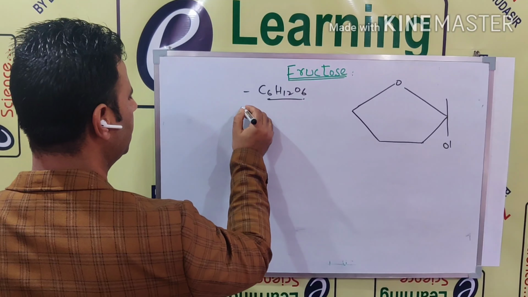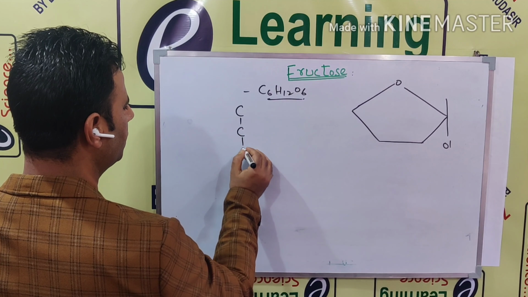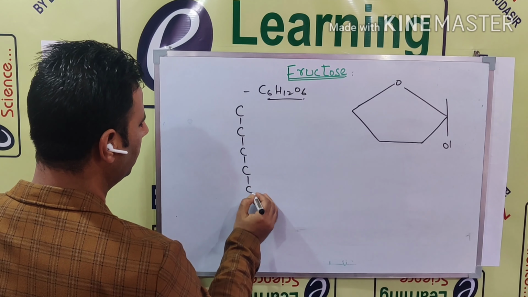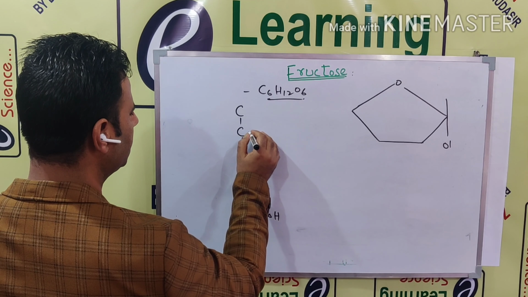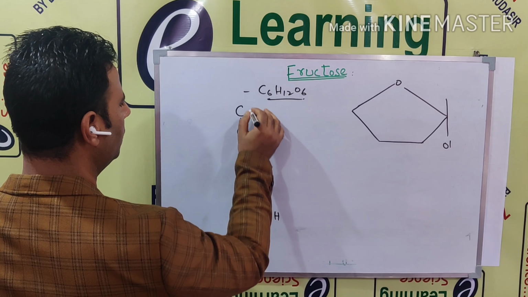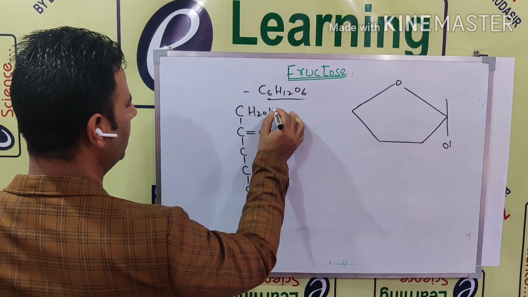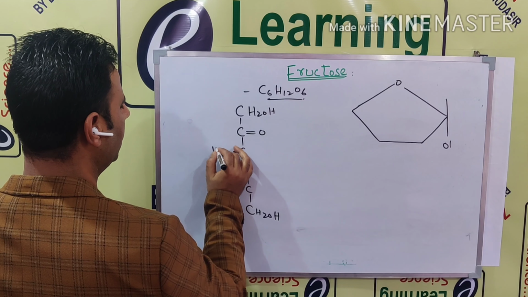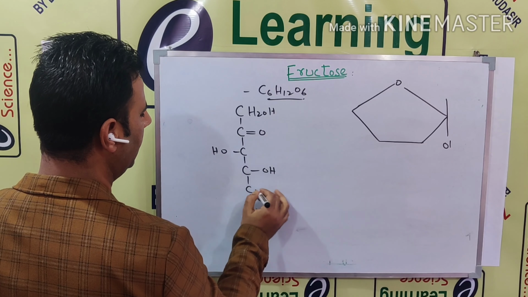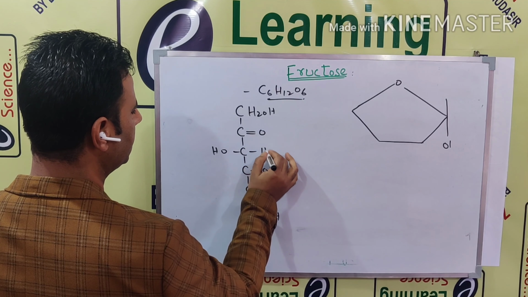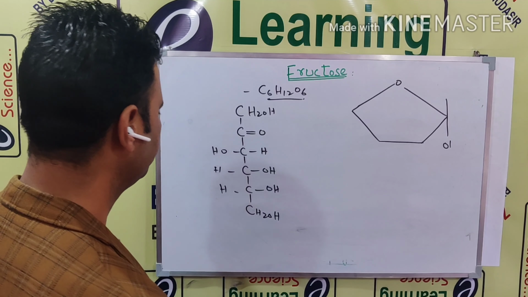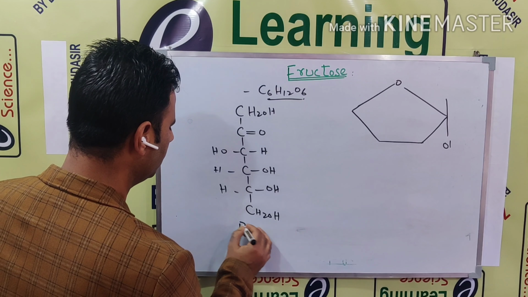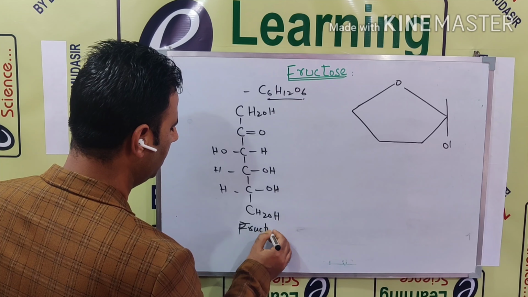Fructose, I can draw the open chain structure of fructose. It is 1, 2, 3, 4, 5, and 6. Here it is CH2OH. It is not an aldose, it is a ketose, so there is C double bond O. And here also it is CH2OH. Then here we have OH, OH, and OH. The rest of the places I have to place H. Right? This is fructose.